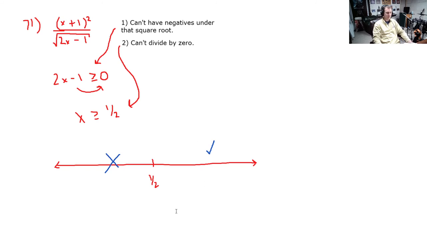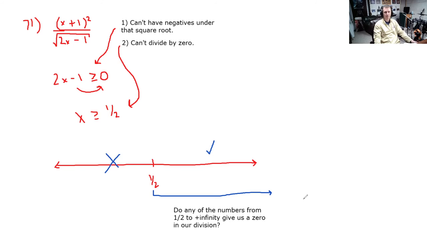That gives us positives under the radical. So my question is, do any of the numbers from 1/2 to positive infinity give us a 0 in our division? Any of these numbers here? If not, then we're good. If yes, we need to take it out. I claim that you've already solved this. I claim that you already know which one gives you zero.